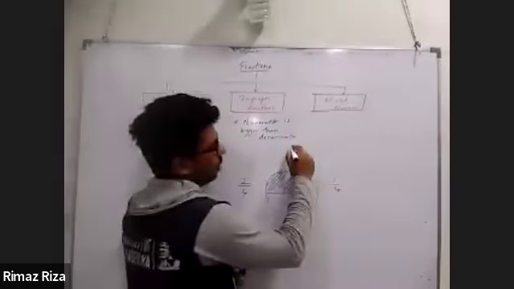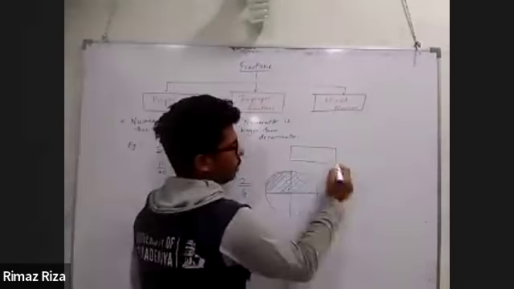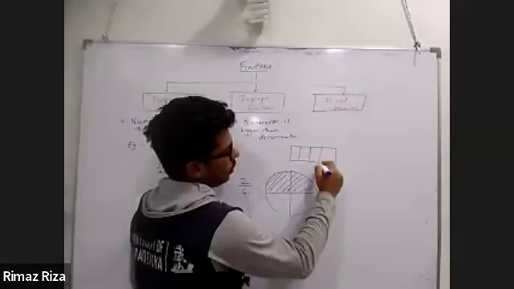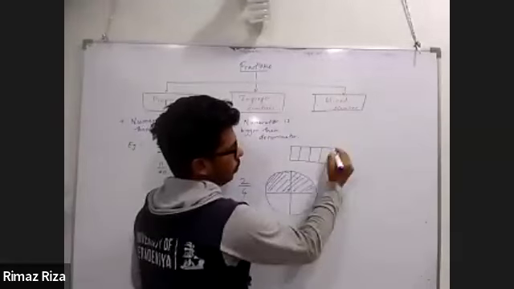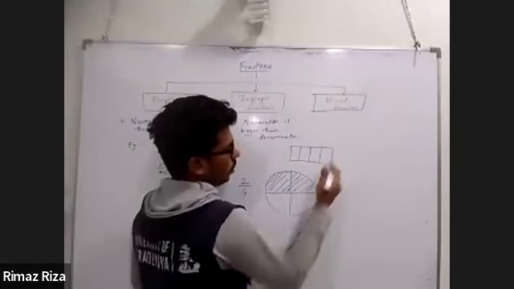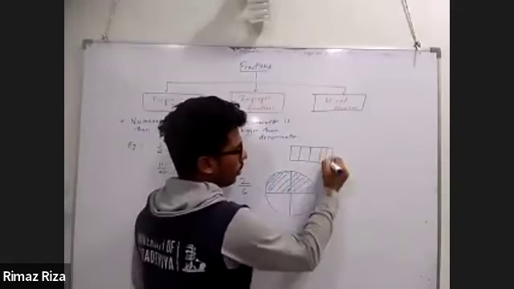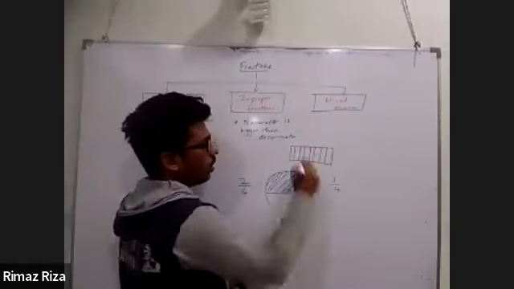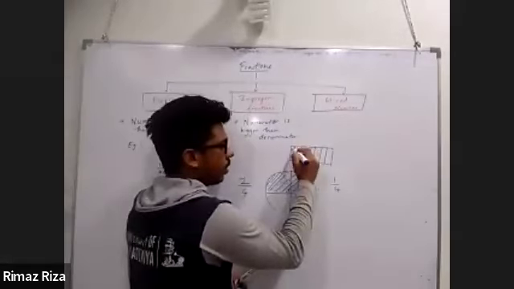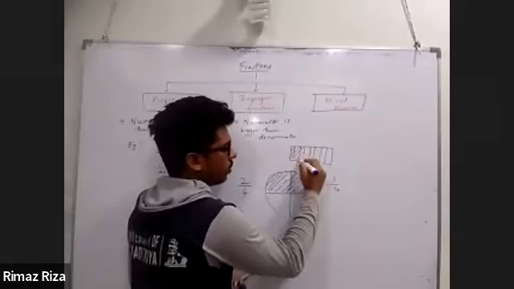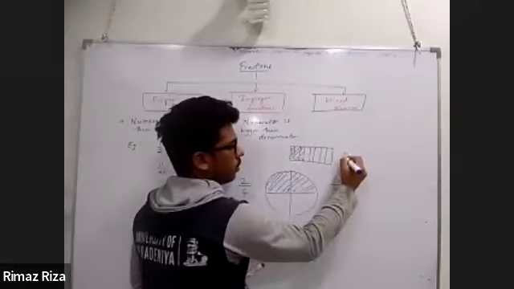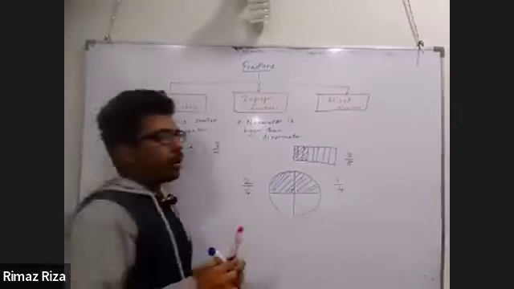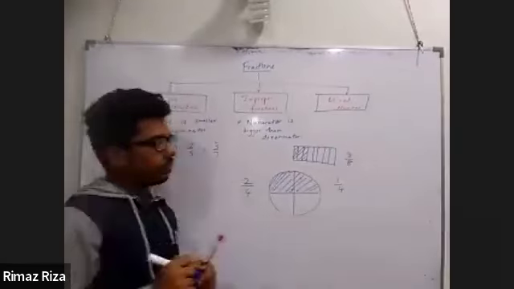Or you can take another example where you have a chocolate cut into one, two, three, four equal parts. I take already four, so this time I take eight. And then let's say you ate three out of this. Then as a fraction, you can say three out of eight. So you say I ate three out of eight chocolate.